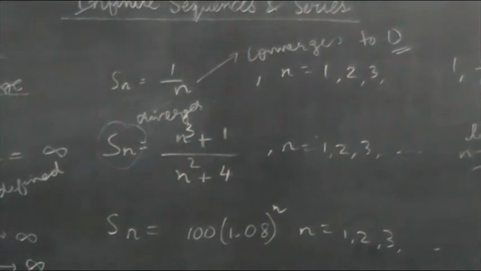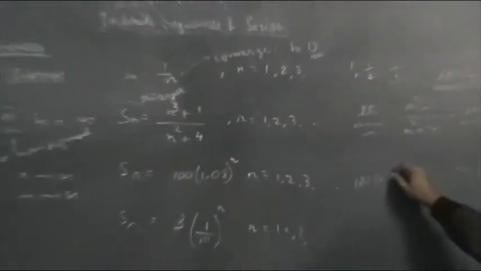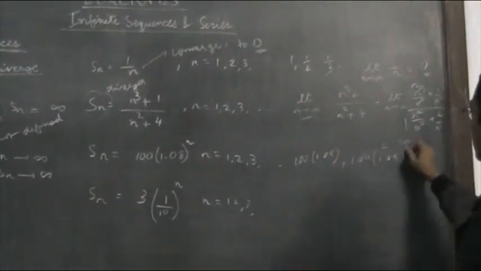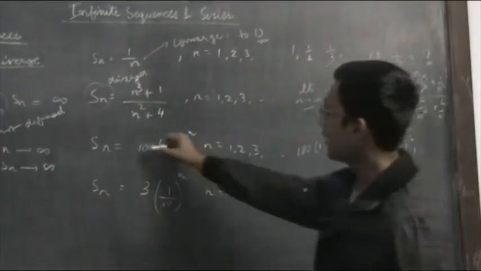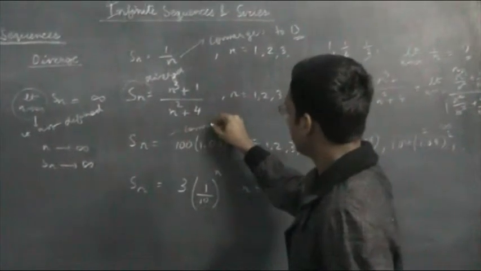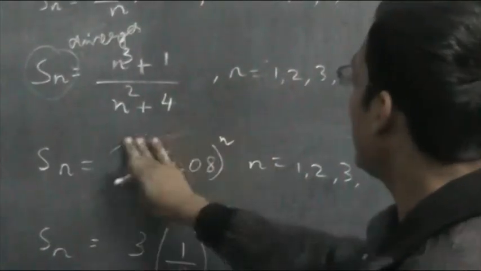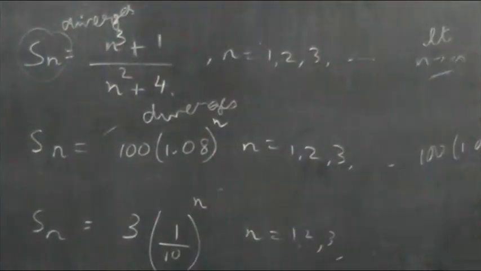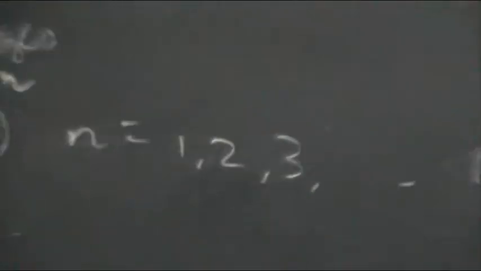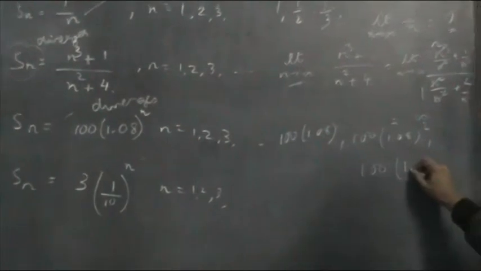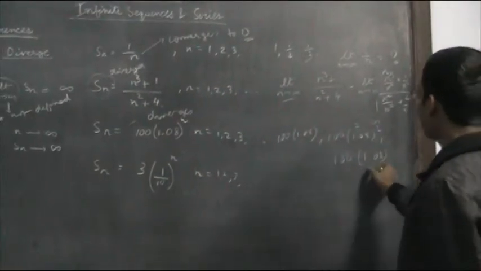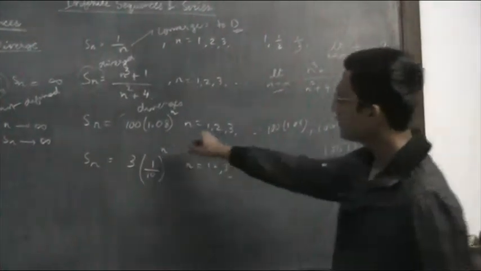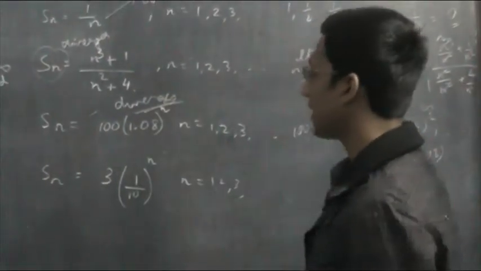If you look at this sequence, again the terms are 100 into 1.08, 100 into 1.08 whole square and so on, and we see that it converges. No, it diverges. Because the last term will be 100 into 1.08 to the power infinity, and anything greater than 1 to the power infinity tends to infinity, and hence this will be infinity, and hence the sequence diverges.